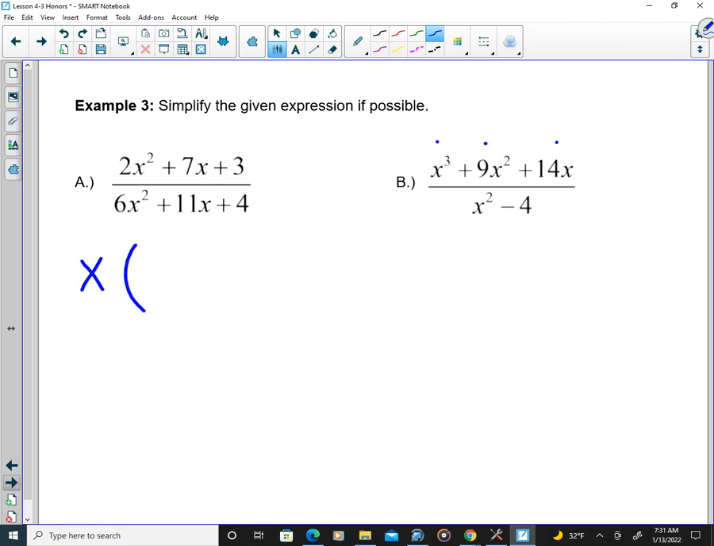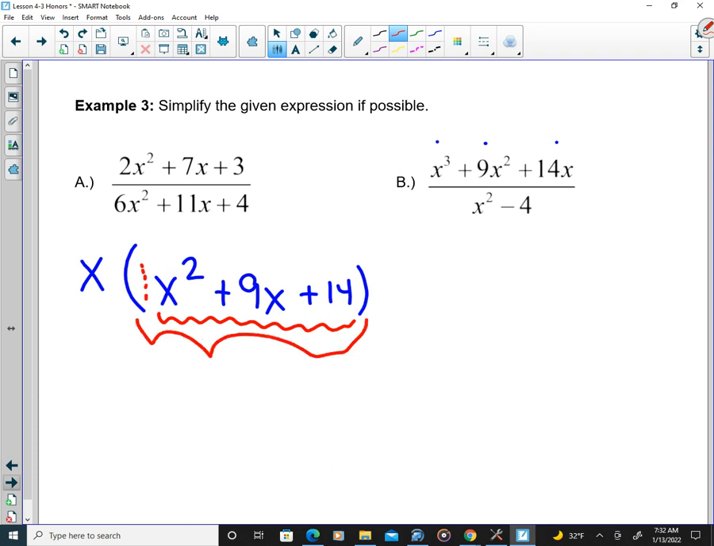If I pull out an x, what times x gives you x cubed? x squared. What times x gives you 9x squared? 9x. What times x gives you 14x? 14. So the numerator, we can factor out an x. But then, notice what we have left inside here. Now we have a quadratic trinomial that has a leading coefficient of 1. So now we're going to try to factor this.